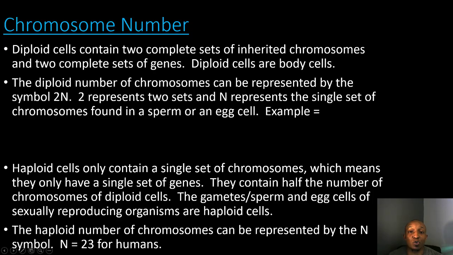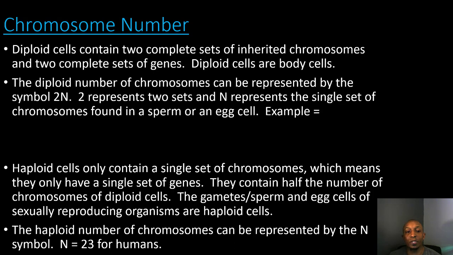So let's go ahead and talk about chromosome number. Diploid cells contain two complete sets of inherited chromosomes and two complete sets of genes. Diploid cells are body cells, also known as somatic cells. The diploid number of chromosomes can be represented by the symbol 2n, where 2 represents two sets and n represents the single set of chromosomes found in a sperm or an egg cell.